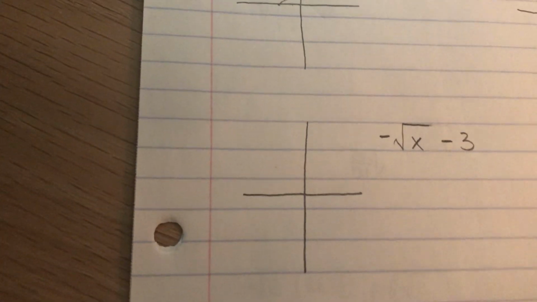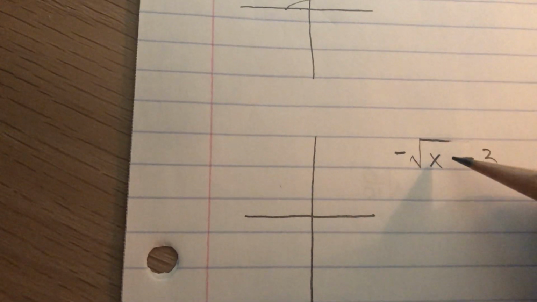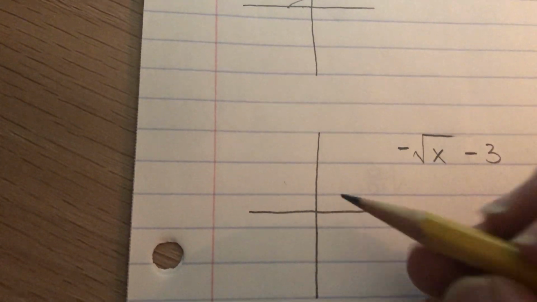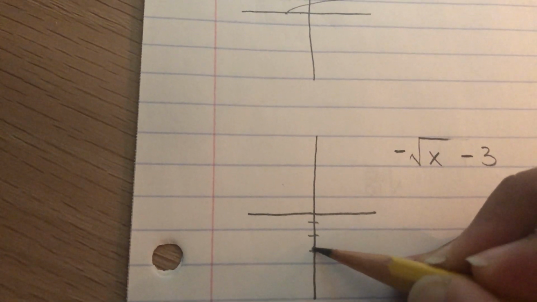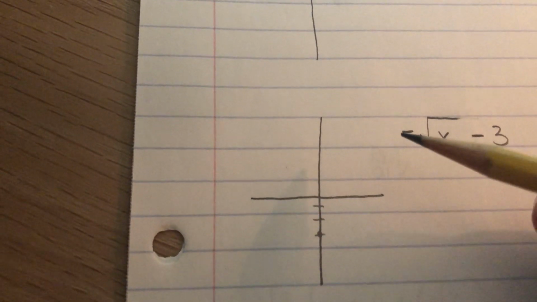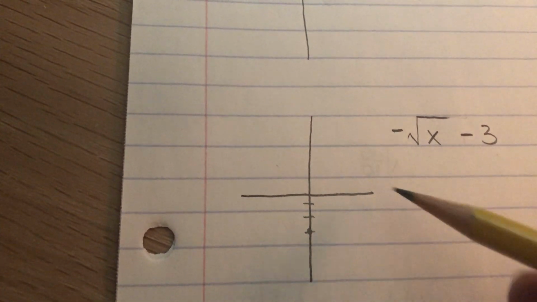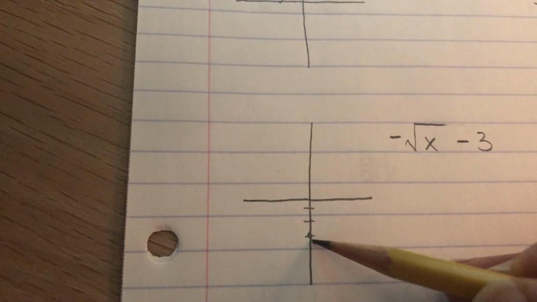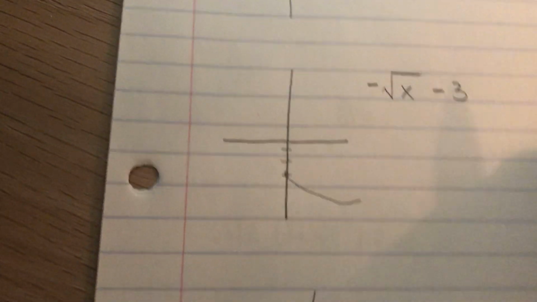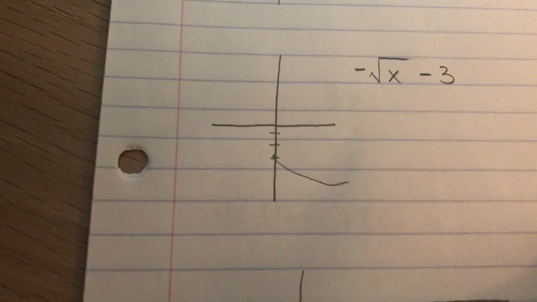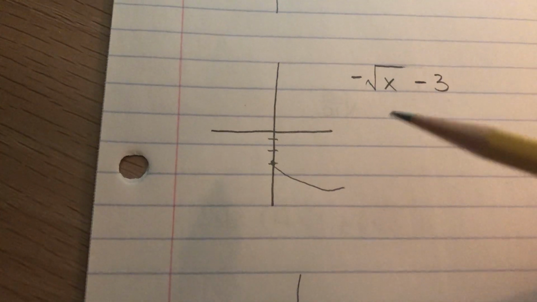Now, this is also shifted from the original graph. The minus 3 outside of the square root means it goes down 3. So now we know that it's gone down 3. So now we know the start point is here. The negative sign means it has flipped. So it's not going up like this, it's actually going down. So it's going to be something like this. Okay, so that's that one. So negative sign means it flips, and the minus 3 on the outside of the square root means it goes down.